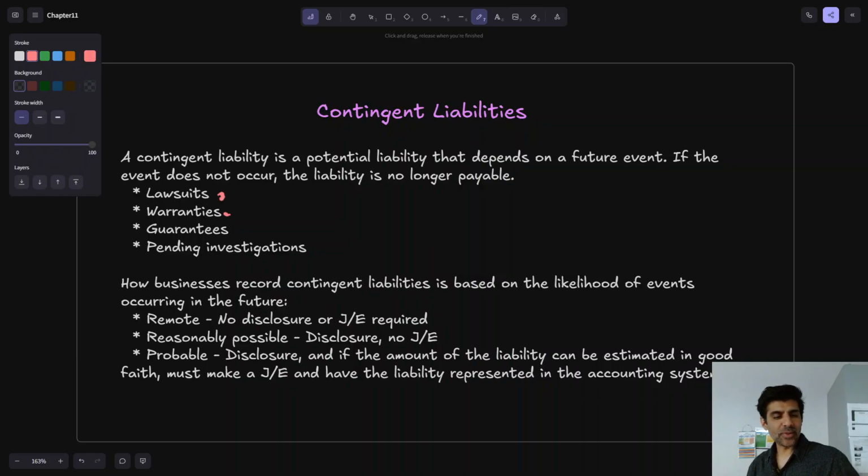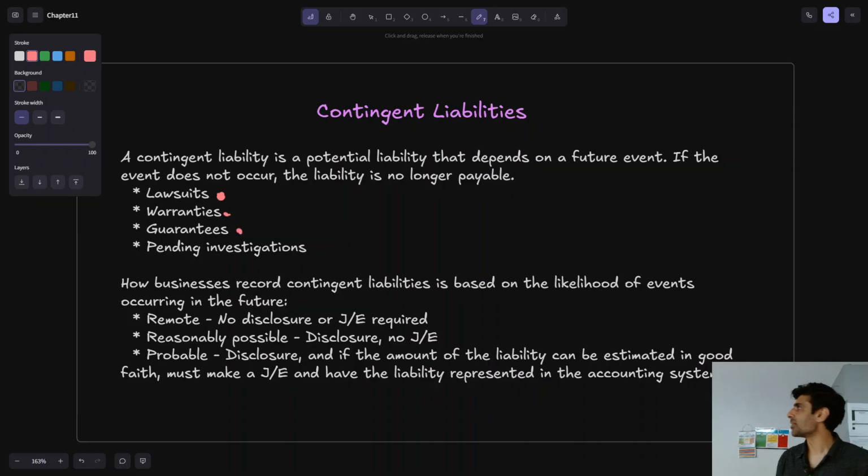A lawsuit is a little more discrete, right? Lawsuits are discrete events, right? A warranty, if you're selling a lot of products, you just statistically know some of them will be bad, and so you can take an expense for it. But a lawsuit is going to be dependent on what lawsuits are actually happening in your business.